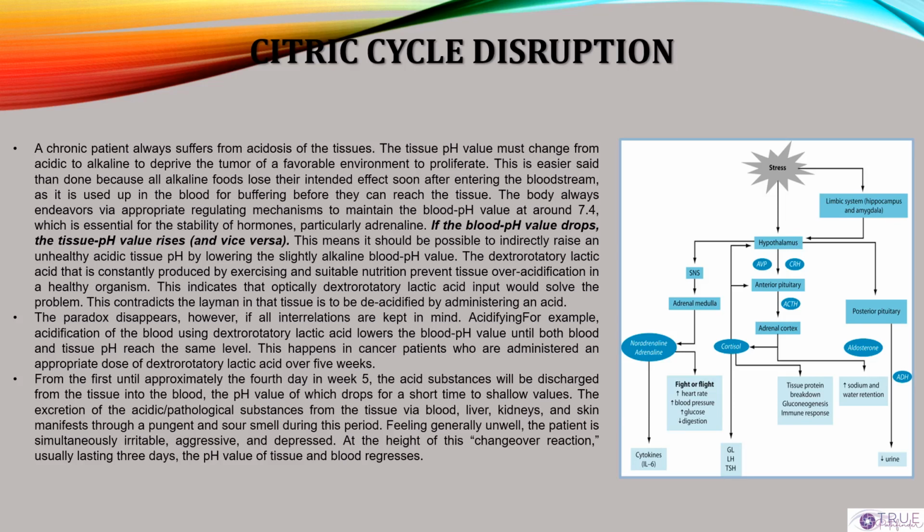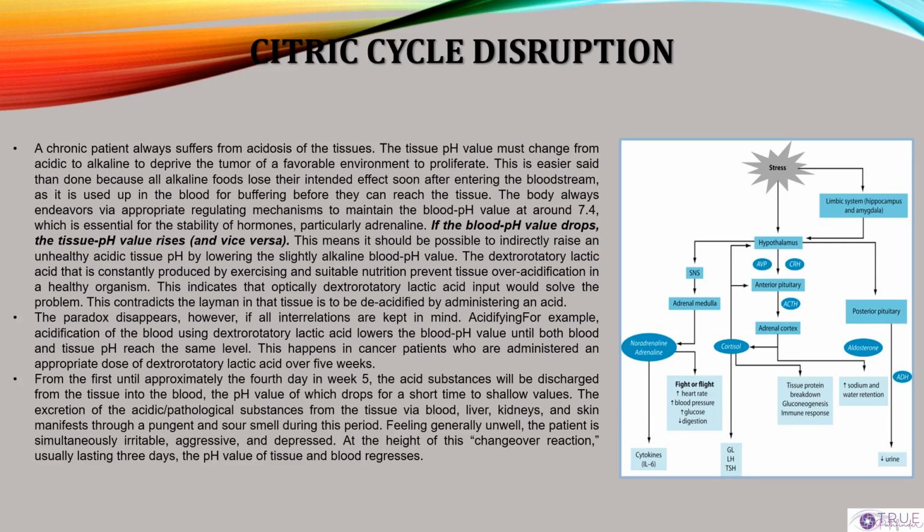The body always endeavors via the appropriate regulating mechanisms to maintain the blood pH value at around 7.4, which is essential for the stability of hormones, particularly the adrenaline that we have discussed. If the blood pH value drops, the tissue pH value rises and vice versa. And this means it should be possible to indirectly raise an unhealthy acidic tissue pH by lowering the slightly alkaline blood pH value. The dextrorotatory lactic acid that is constantly produced by exercising and suitable nutrition prevent tissue over-acidification in a healthy organism.